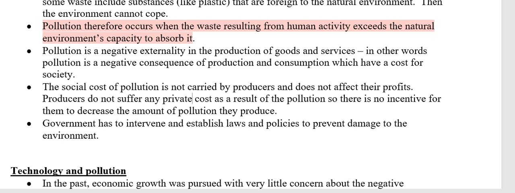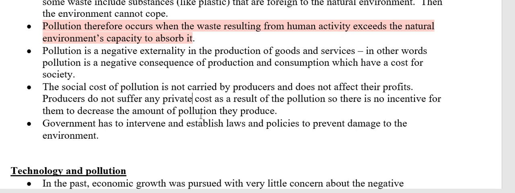So they don't care, in essence, about the pollution that they are causing, because they are not being made to pay. So there's no private cost for the producers when they cause pollution. So there's absolutely no incentive, no reason at all for them to want to decrease their pollution, because they get away with polluting as much as they would like.